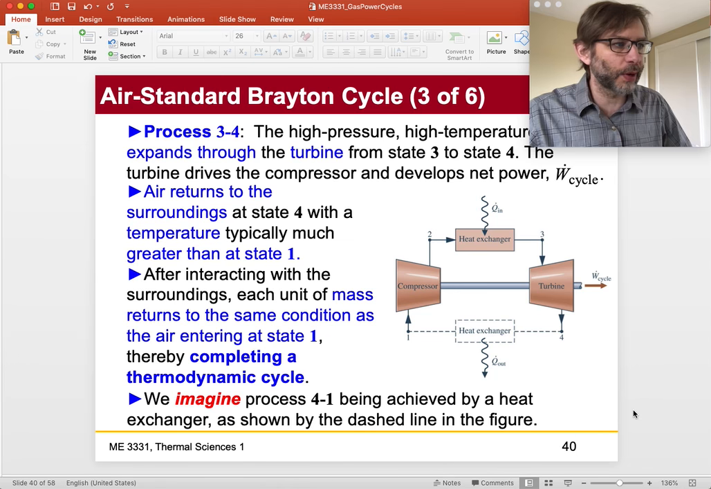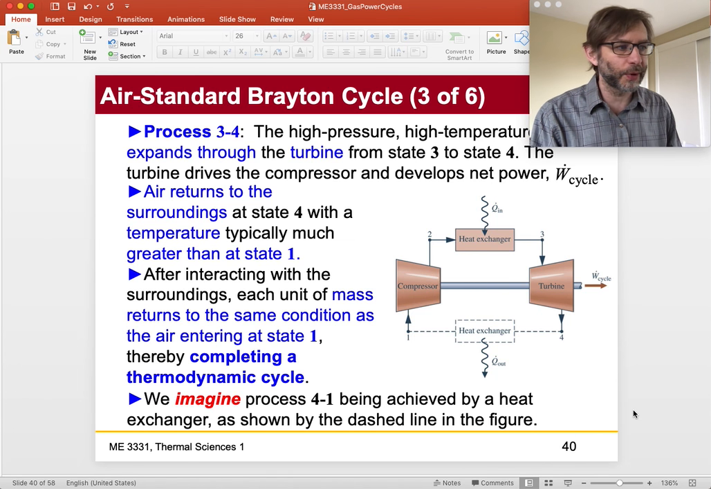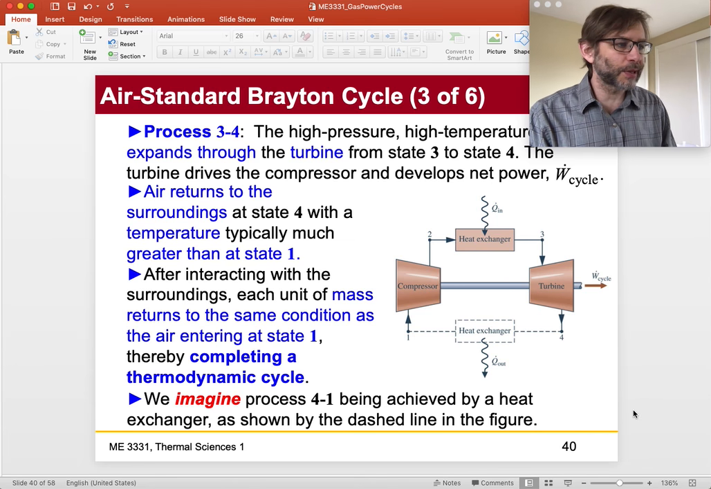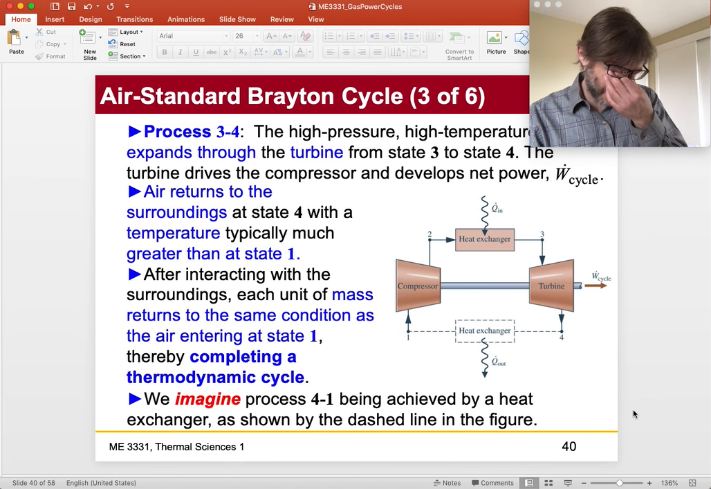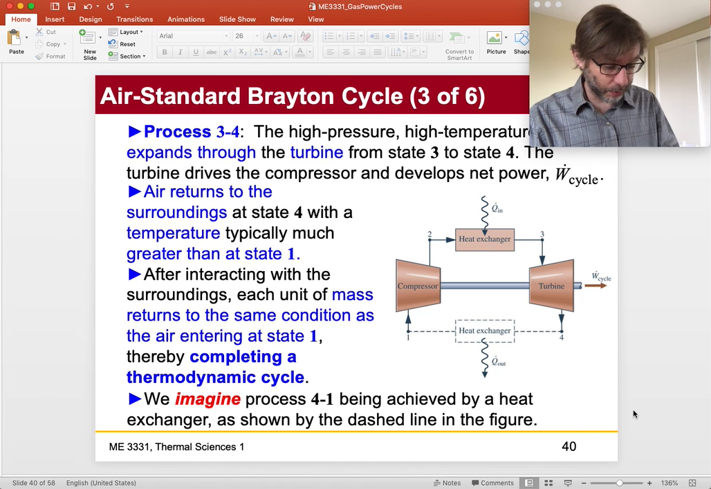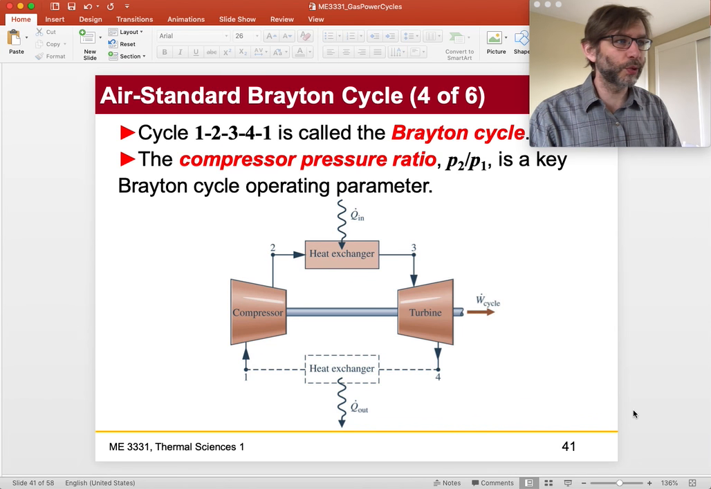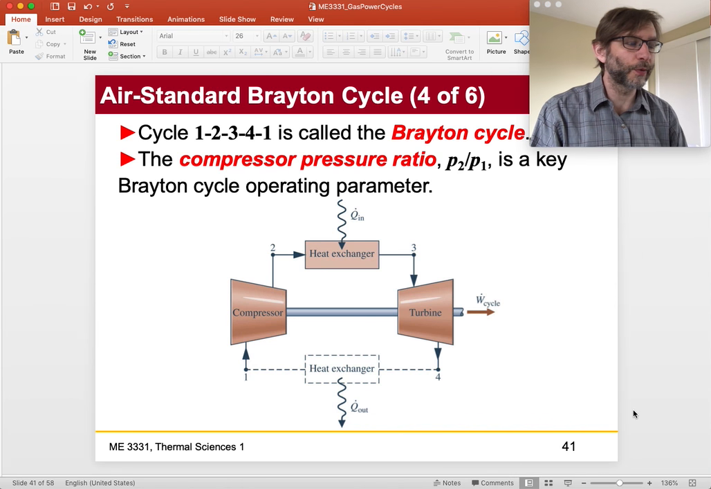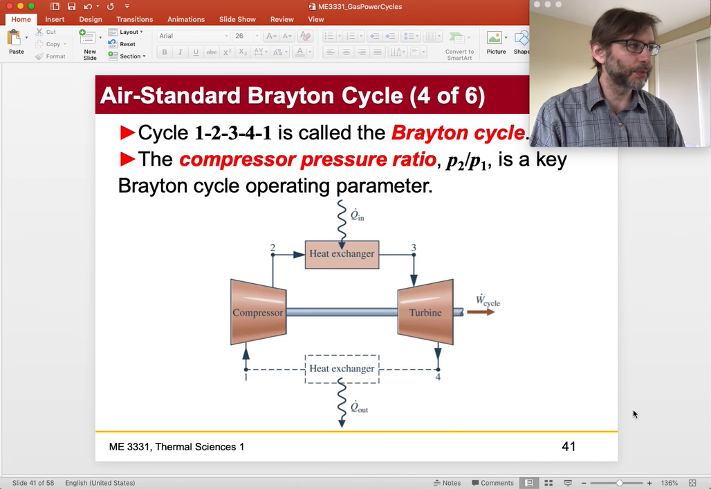After interacting with the surroundings, each mass of air returns to the same condition entering state 1, thereby completing a thermodynamic cycle. So we can imagine process 4 to 1 being achieved by some magical heat exchanger, as I said, that exchanges heat and reduces the temperature back down to state 1, so you can complete a cycle. So cycle 1, 2, 3, 4, 1 is called the Brayton cycle, and the compression pressure ratio P2 over P1 is a key parameter of the Brayton cycle, which we will discuss.